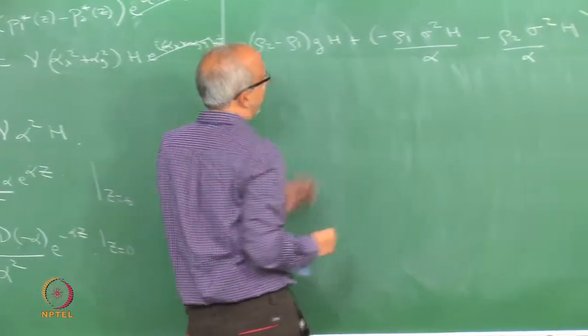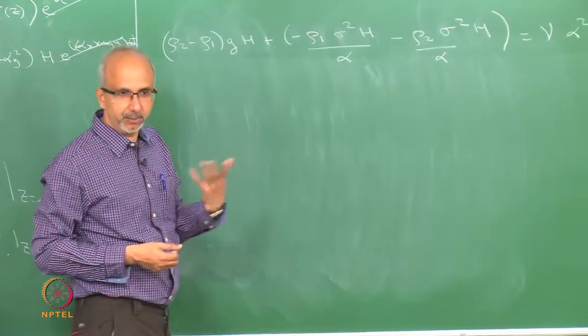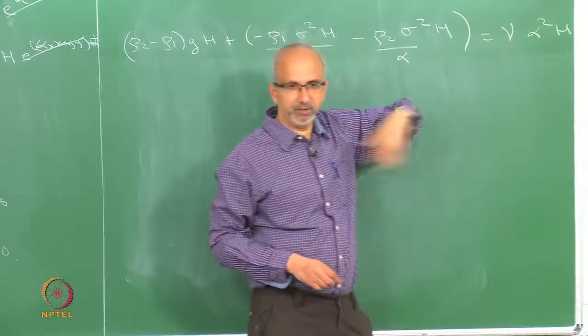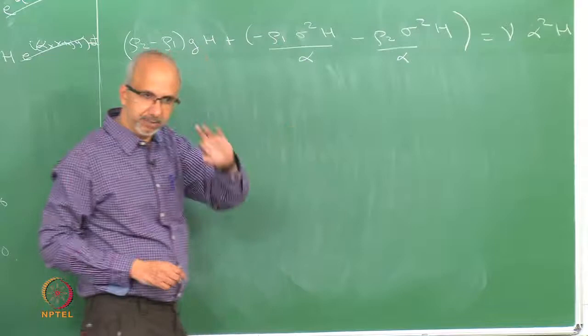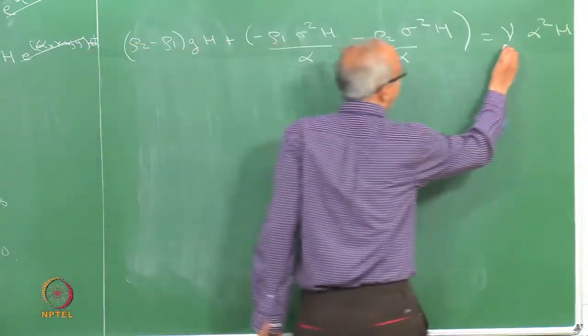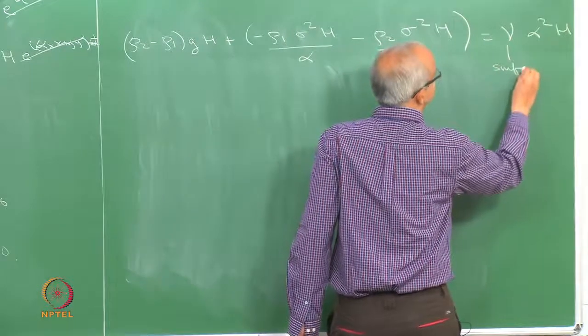I want to get my growth rate, sigma squared. Sigma, remember, is my growth rate. Gamma, remember, is my surface tension, and alpha is my wave number. It tells me something about the periodicity. Okay. And this I'll just write here is my surface tension.